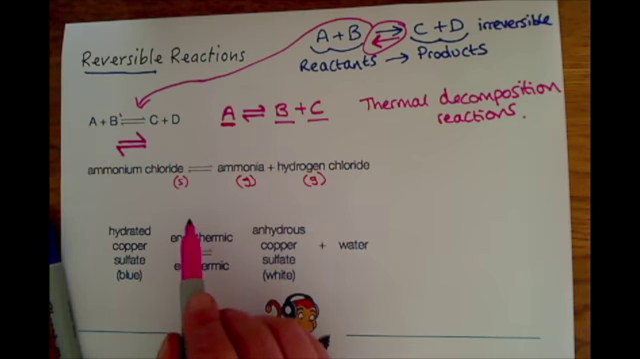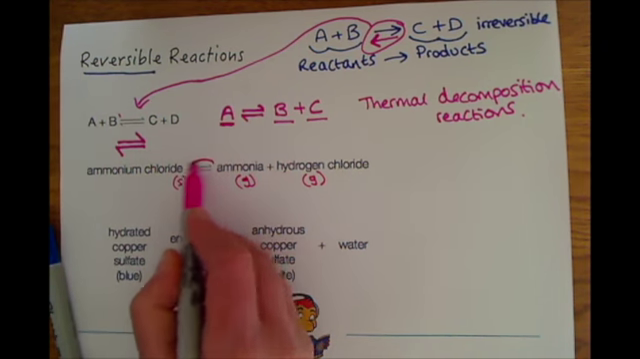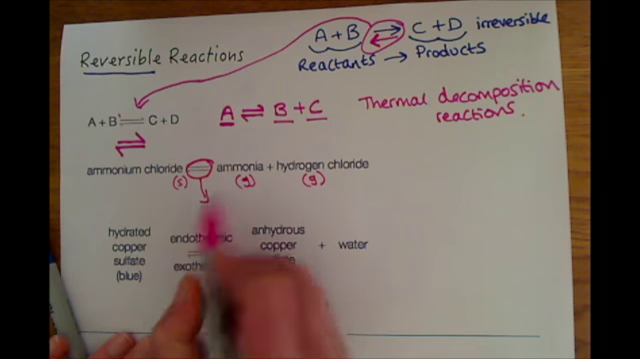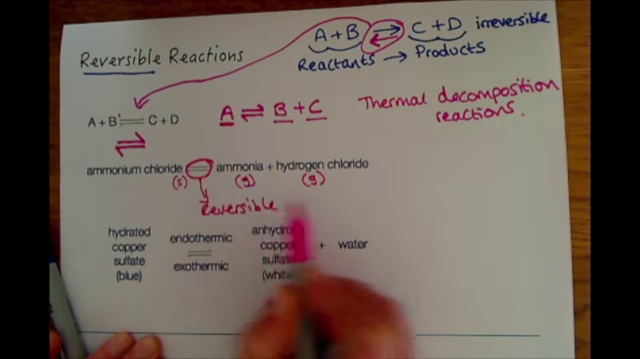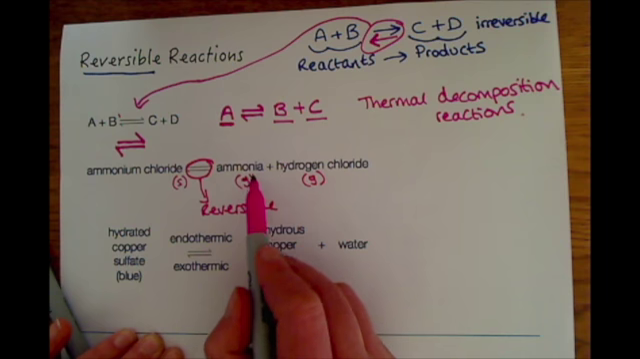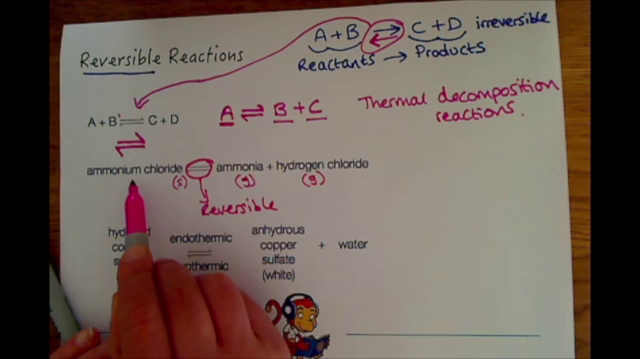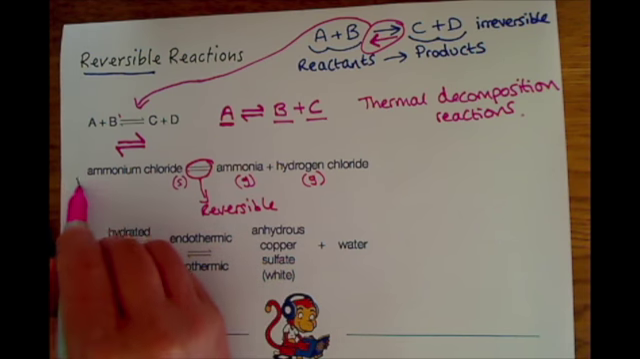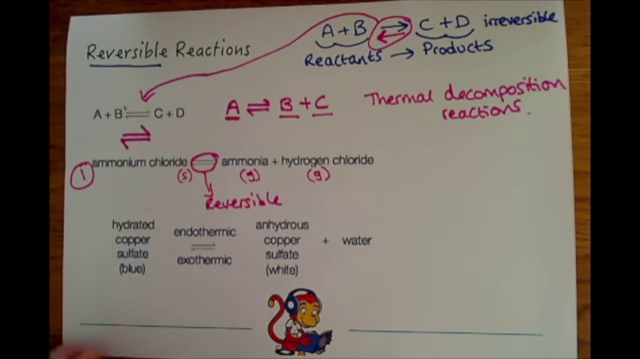Now, if this was irreversible, we wouldn't be able to get the ammonium chloride back. But because this symbol here tells us that it's a reversible reaction, it means that we could again react the ammonia with the hydrogen chloride and we would get back the ammonium chloride that we started off with. So that's one example.